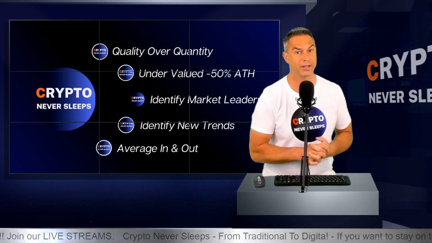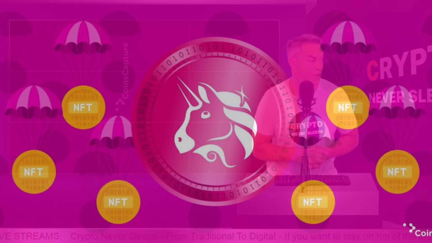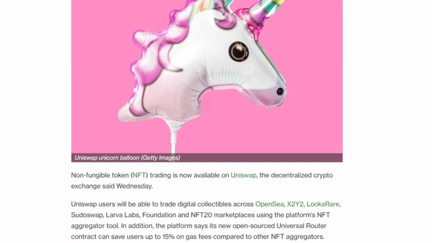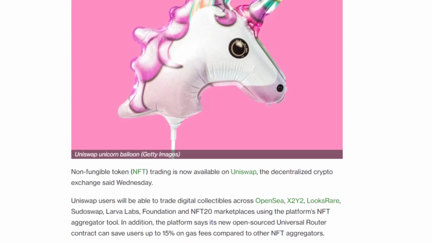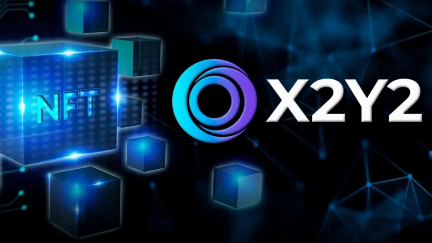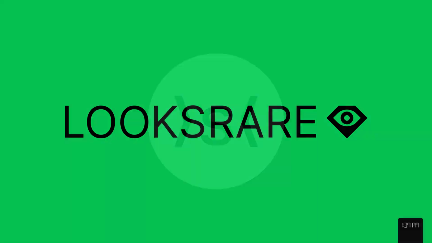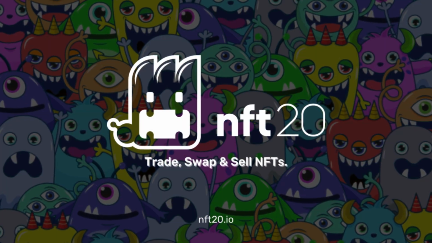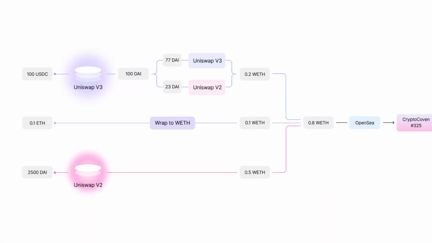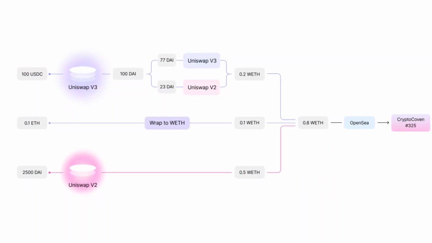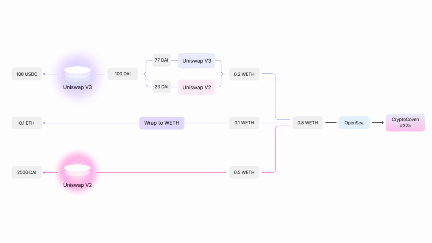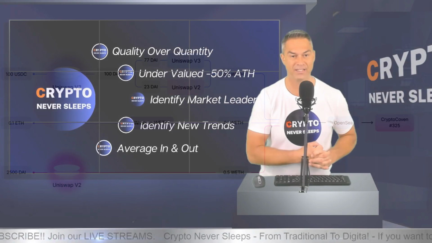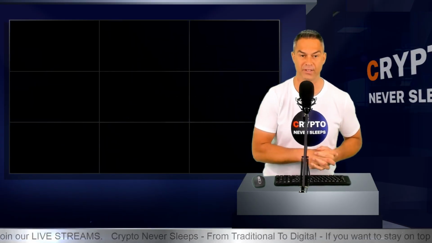Now let's go in and have a look at some recent news. Non-fungible token trading is also available on Uniswap. So Uniswap users will be able to trade digital collectibles across OpenSea, X2Y2, LooksRare, SudoSwap, Larva Labs, Foundation and NFT20 marketplaces using the platform's NFT aggregator tool. In addition, the platform says its new open-sourced universal router contract can save users up to 15% on gas fees compared to other NFT aggregators.